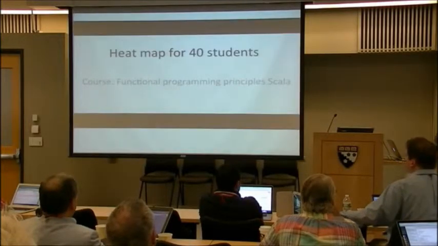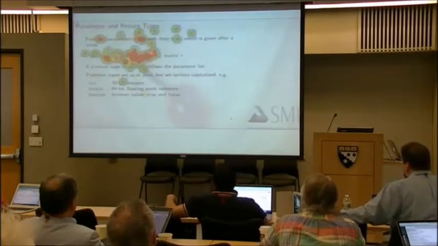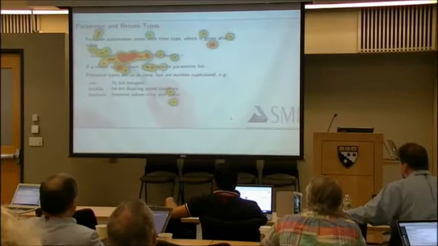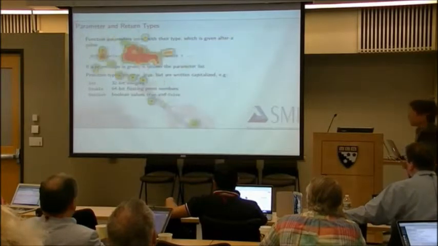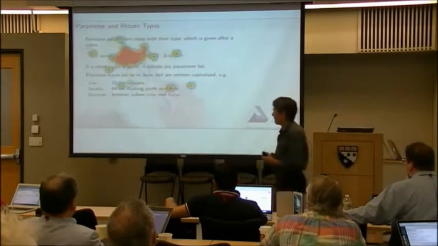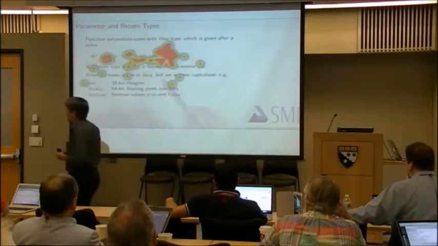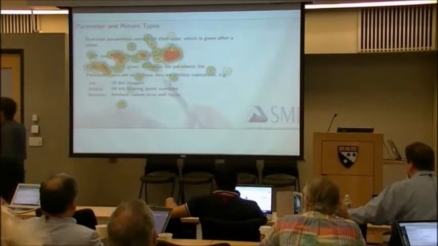And finally, for 40 students? You've seen in the last slide that function parameters come with their type. And this type is given after the parameter name and a colon in Scala. So you would write x colon double y colon int. You can also give the return type of a function that follows after the parameters.